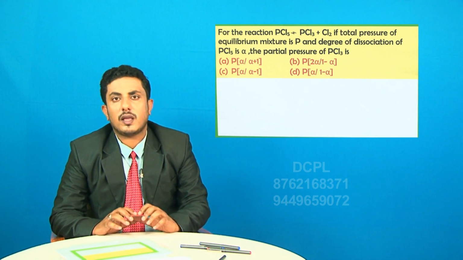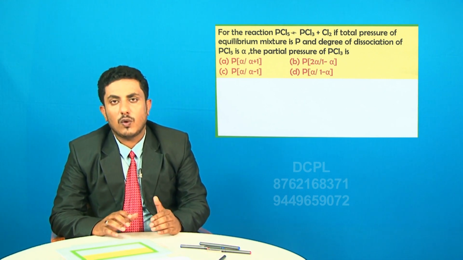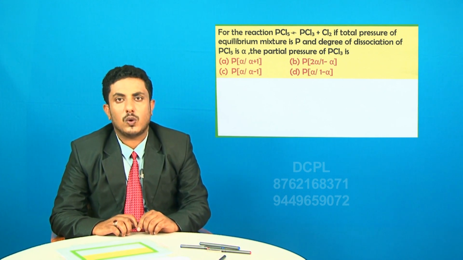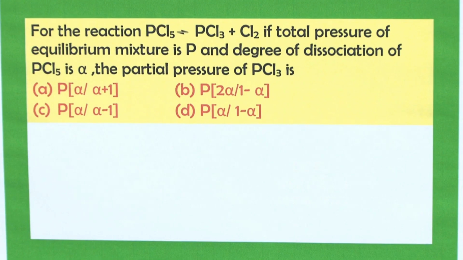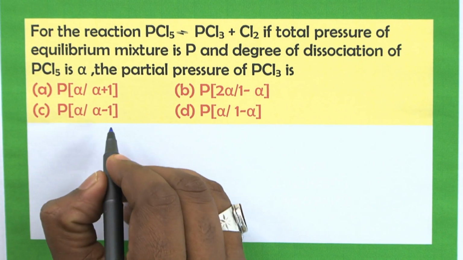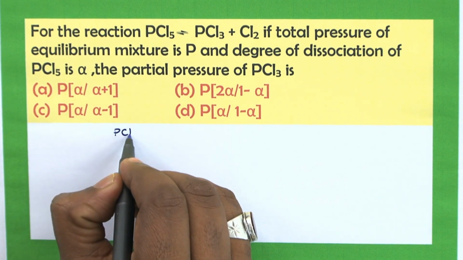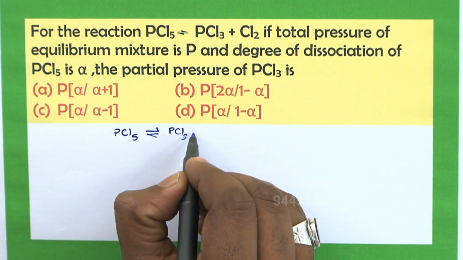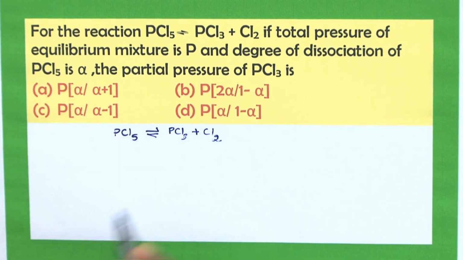Since in this question they have mentioned the total pressure, we will go for the calculation using the formula: partial pressure of a gas is equal to number of moles of that gas divided by total number of moles into the total pressure. Let's try to solve the question, guys. The equation is PCl5 in equilibrium with PCl3 plus Cl2. Total pressure is given as P and degree of dissociation alpha is given.